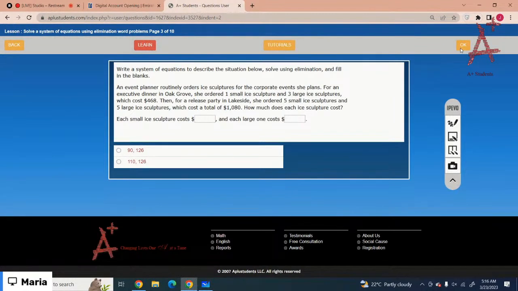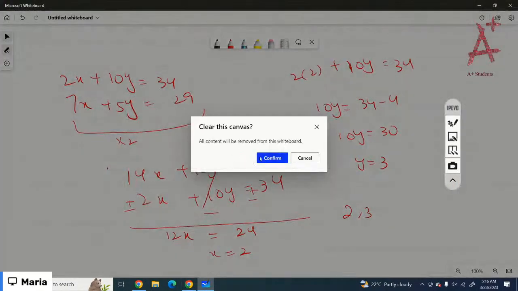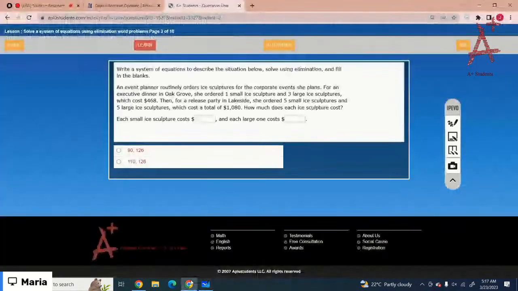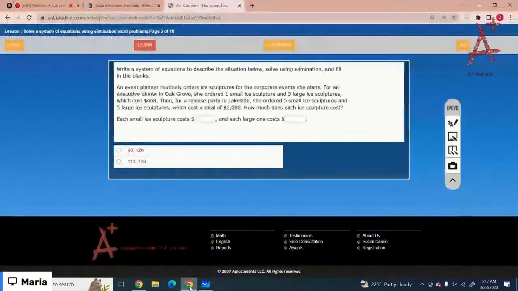An event planner routinely ordered ice sculptures for the corporate events she plans. For an executive dinner in Oak Grove, she ordered one small ice sculpture and three large ice sculptures with the cost of $468. Let me just write down the equation. It would be 1x plus 3y equals 468.